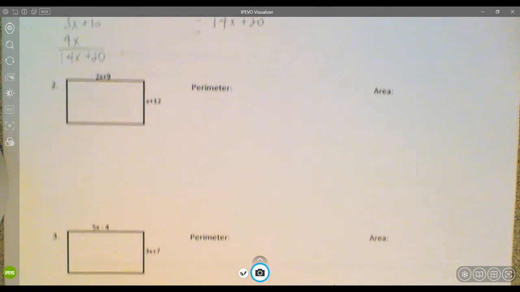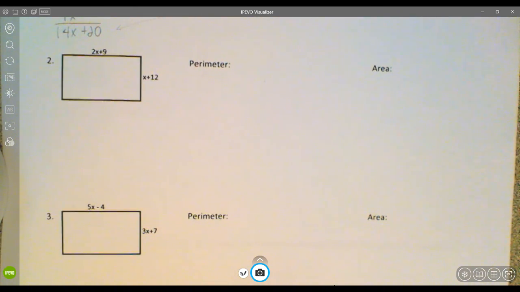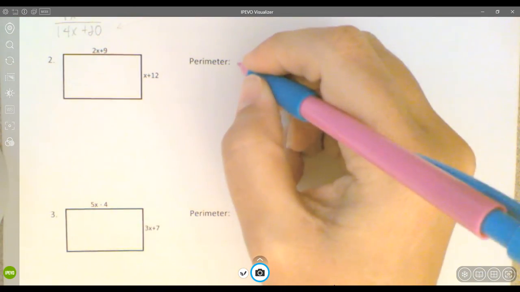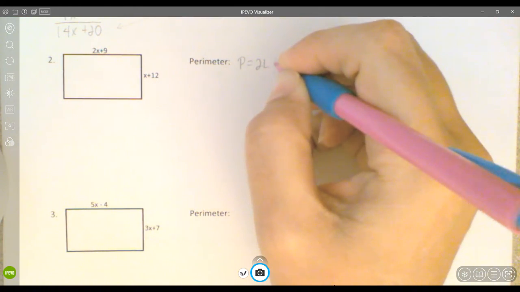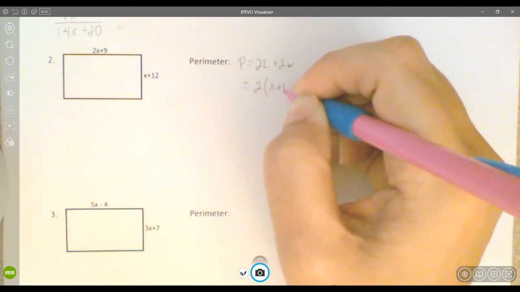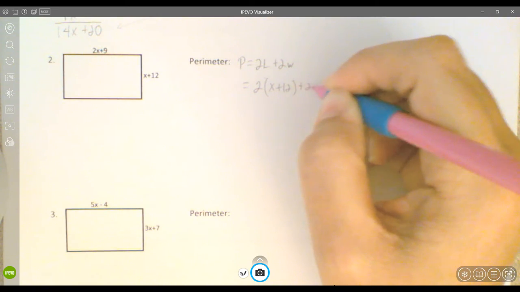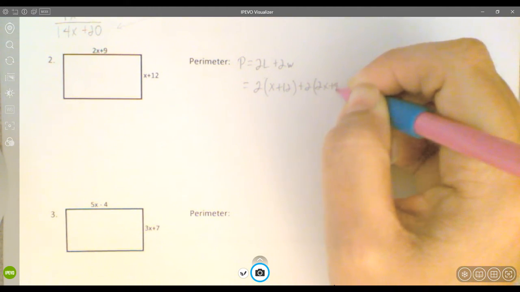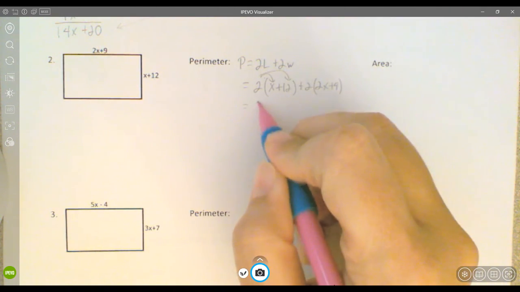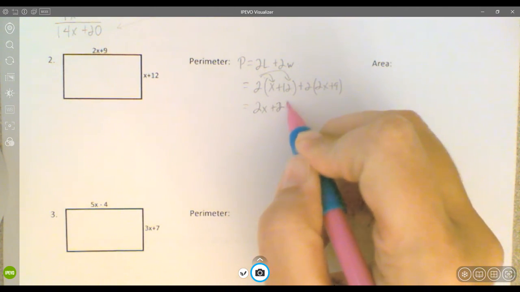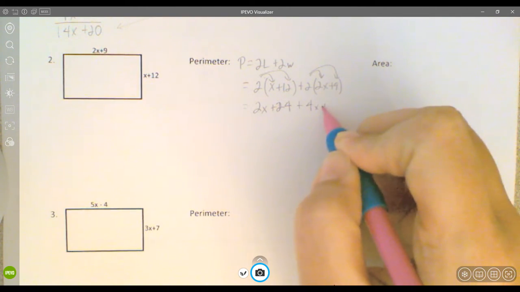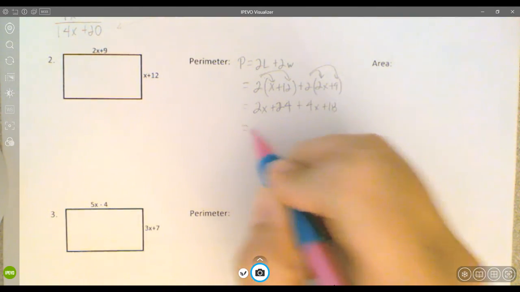Same idea. I'm going to do the same thing every time, guys. All I'm doing is just switching some numbers around. So my perimeter is 2 times the length plus 2 times the width. So that's 2 times x plus 12 plus 2 times 2x plus 9. So we distribute the 2, 2x plus 24, distribute the 2, and then I combine my like terms.